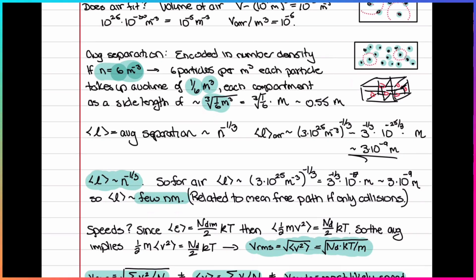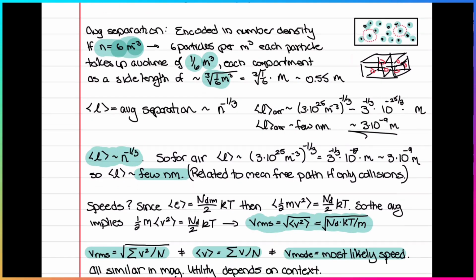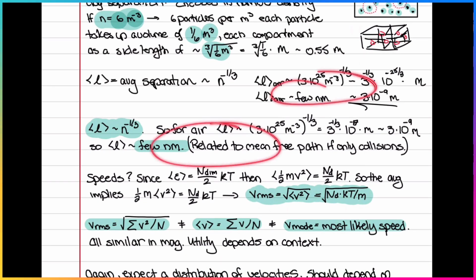What this says is that the average separation for air is a few nanometers, which is bigger than the size of the atom. That's good, so there are no contradictions there. But this essentially is telling us that the particles aren't going to really go anywhere, even if they're moving pretty fast. So this is just this.